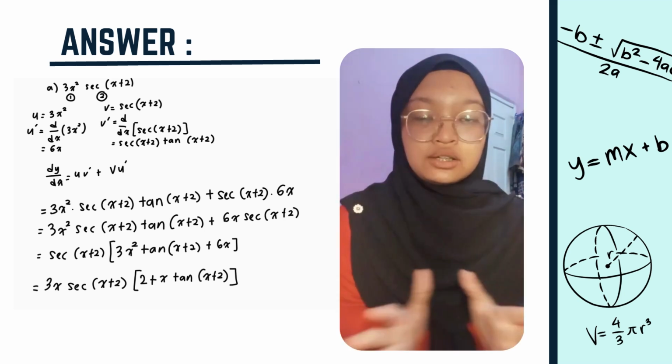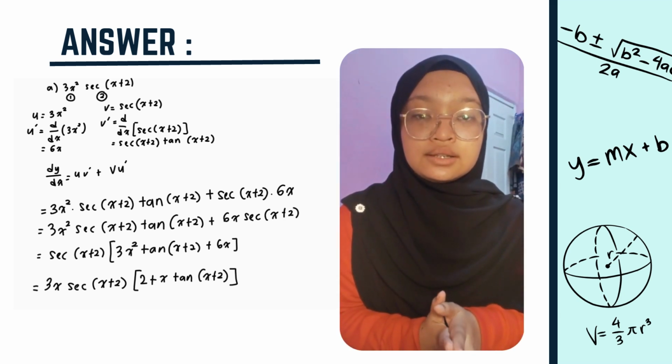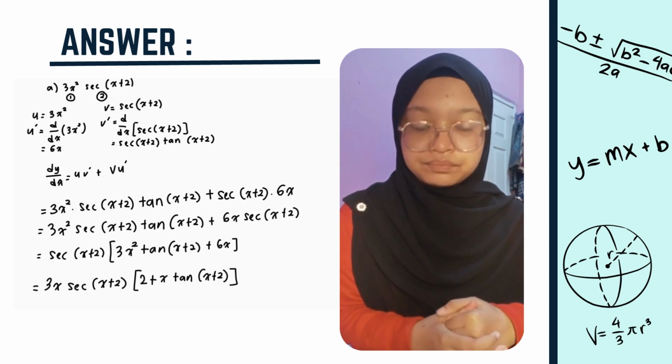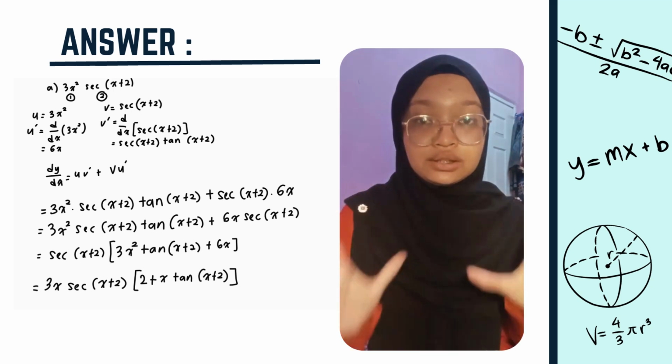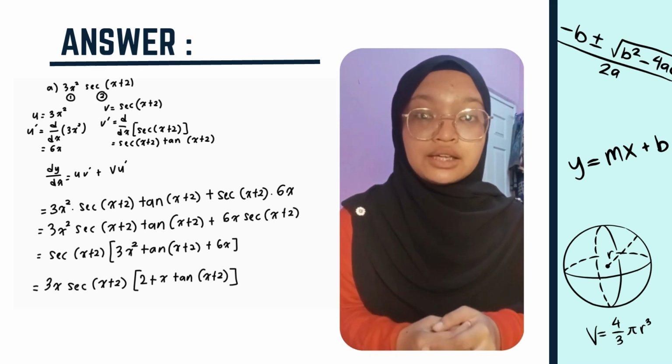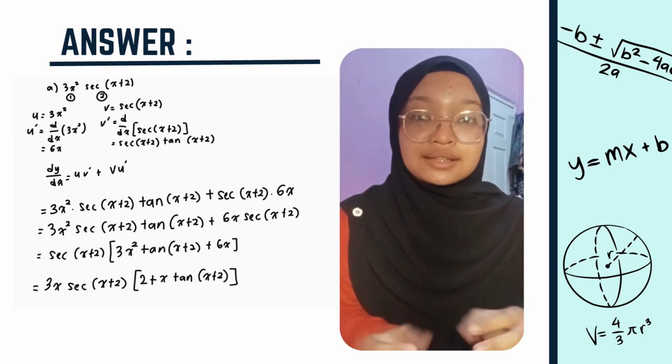So now we add all of that into the formula and we get 3x squared sec(x + 2) tan(x + 2) plus sec(x + 2) times 6x. We rearrange and we get 3x squared sec(x + 2) tan(x + 2) plus 6x sec(x + 2).